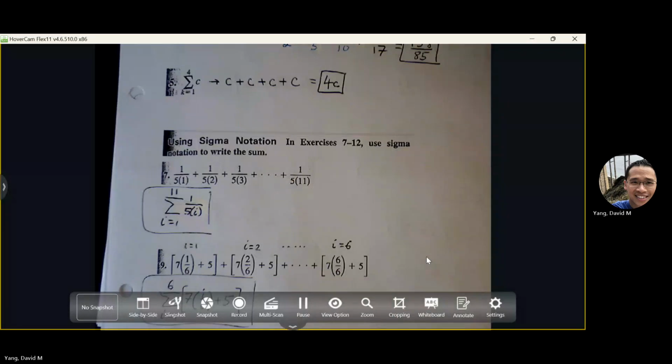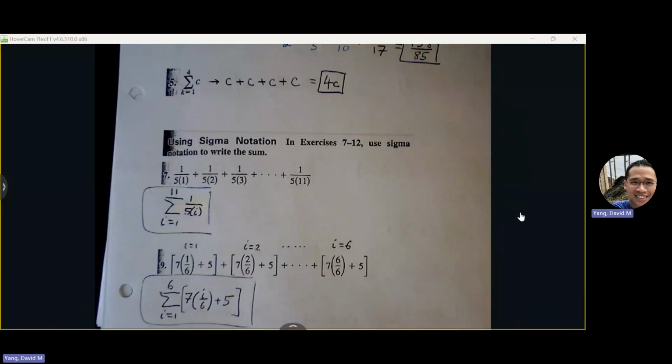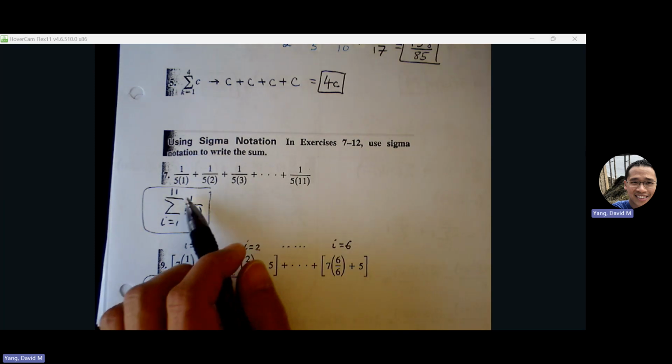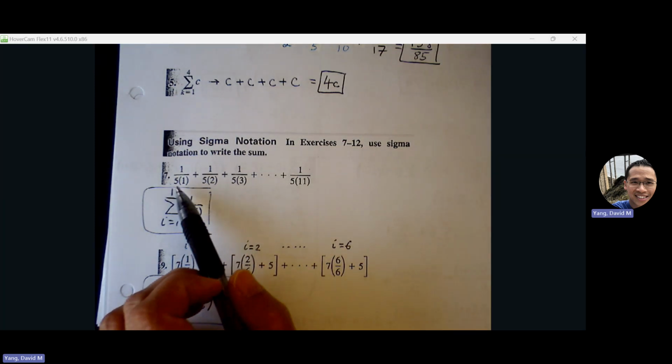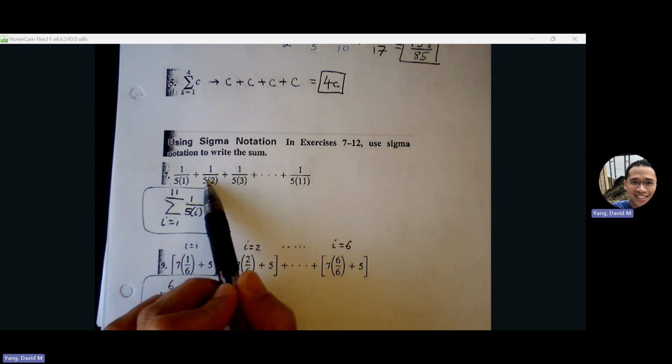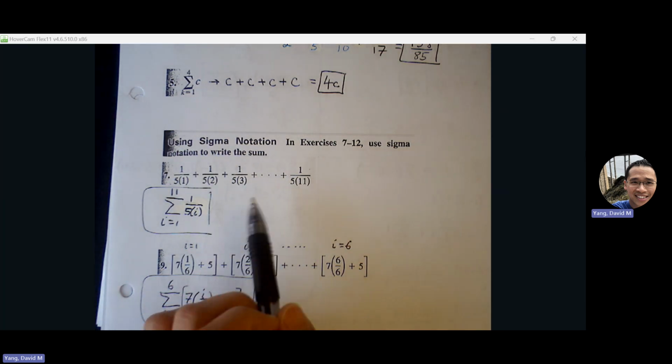Let me point out a few of these problems here, ones that we didn't quite get to look at yesterday. We look at number 7 and 9, for instance. This is working backwards. This is basically saying, okay, here's the sum. Can you figure out the rule that will allow the sigma notation to produce these terms all spelled out?